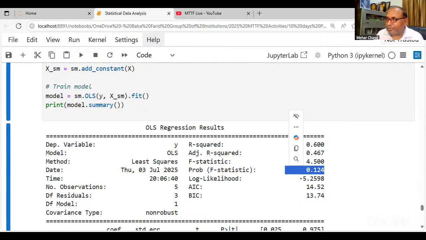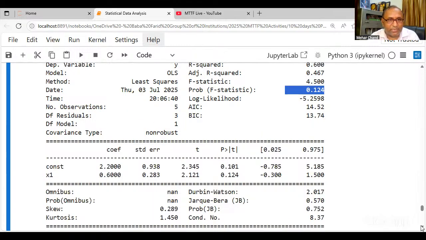And if you want to see some more key observations from this, some values are there also. Scroll down here. Here you can see the constant, coefficient, and standard error. At this place you can see the standard error. These are the t values, and these values are for the constant. Here is 0.101, this is the p value for the constant, and then you can see the other values for x1.